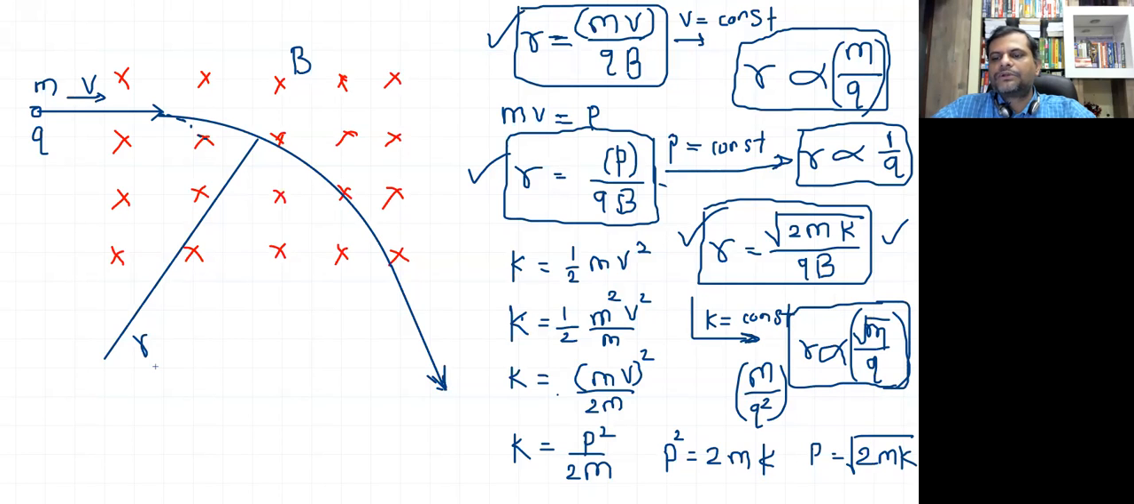root of m to q ratio, remember, or m by q square ratio, ये भी बोल सकते हो। r depends on this ratio, ऐसा भी हम बोल सकते हैं बिल्कुल। जब काइनेटिक एनर्जी कांस्टेंट होगा तब याद रखेंगे ठीक से। ये तीनों सिचुएशंस अच्छी तरह से याद रखो, क्योंकि इनके ऊपर एमसीक्यूज पूछ रहे थे मोस्टली, ठीक है?